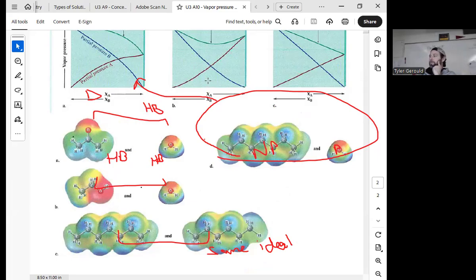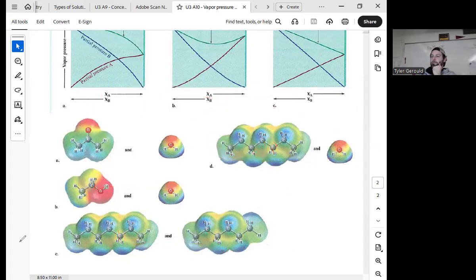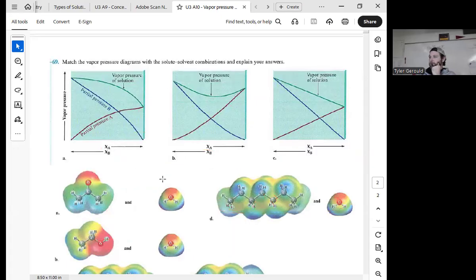Any sort of negative deviation is going to be some sort of hydrogen bonding, like choice B. I would say A could probably also be the ideal solution, graph C, because with A, yeah, they're both polar, but they're not hydrogen bonding with each other. They're both polar and polar, but there's no additional, really strong force. But we can always check the back of the book to see what the book intends for that one.